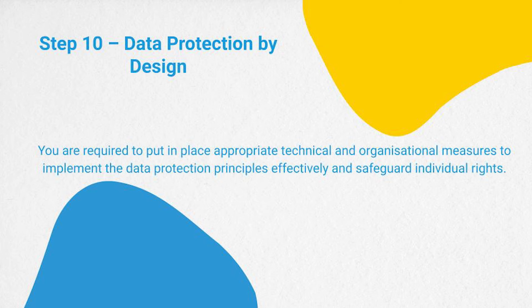You're required to put in place appropriate technical and organisational measures to implement the data protection principles effectively and safeguard individual rights. This is data protection by design and by default. Every future action, initiative, or project which impinges on personal data should be carefully considered with a clear eye on privacy. If you have a major project that involves the use of personal data, it is good practice to do a data protection impact assessment, as we mentioned earlier, a DPIA. You can use the DPIA template from the ICO, which will be included in the course resources.